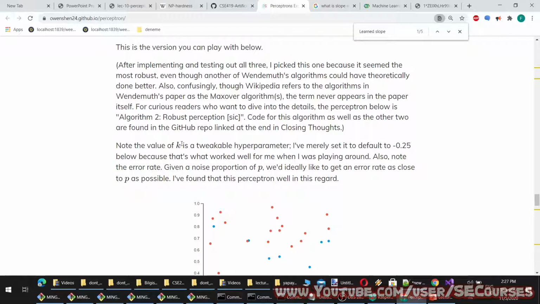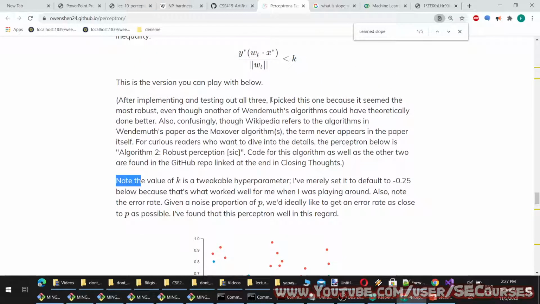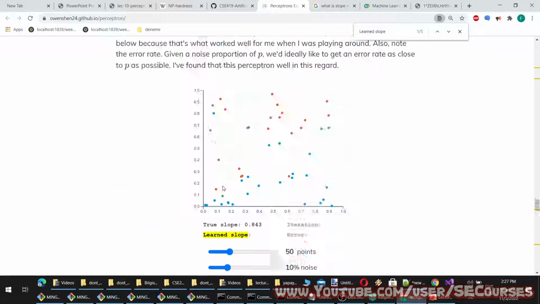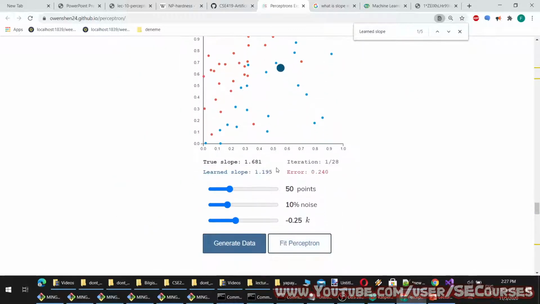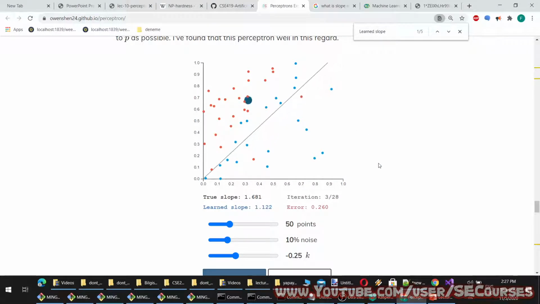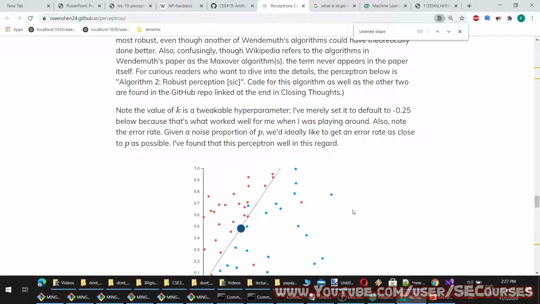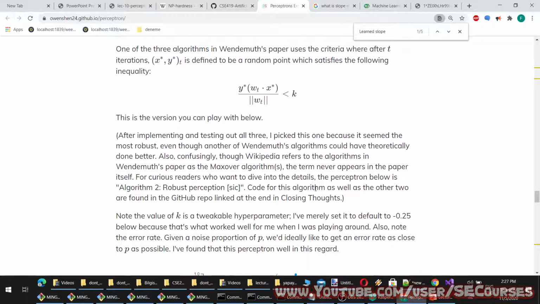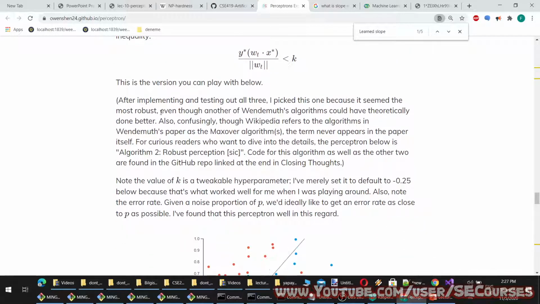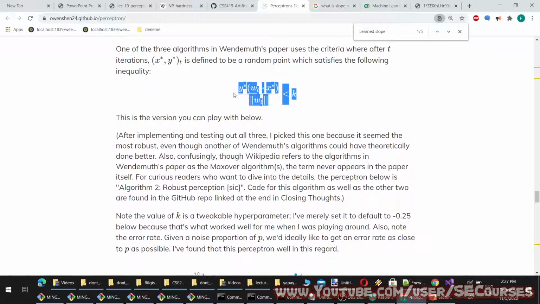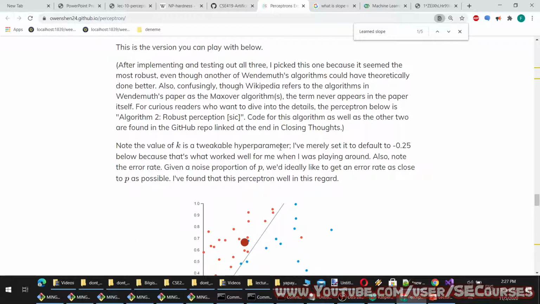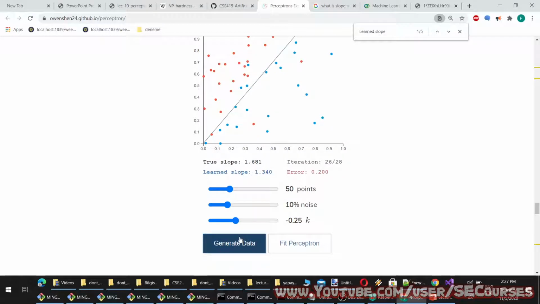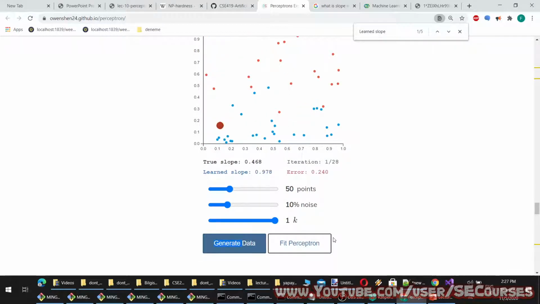Okay, if the data is not linearly separable, okay, so what is the K? Okay, so let's try it. This is not linearly separable. So after a certain number of iterations, or the K value, okay, so when it reaches this value, it is stopping, I think. And this is the value that he has given. Let's try with K value 1.